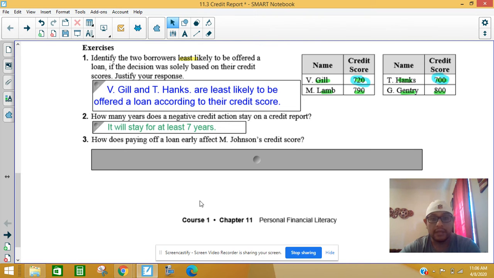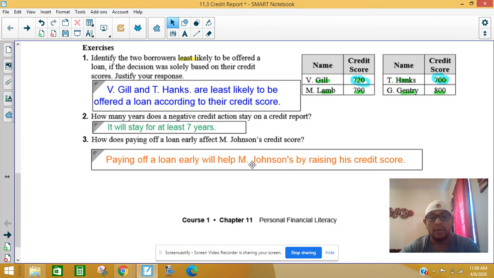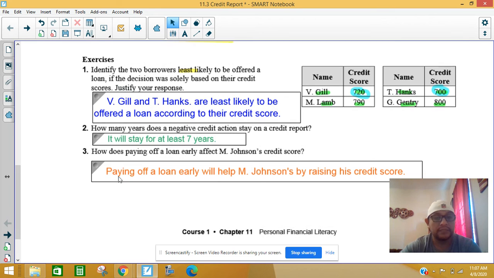And last but not least, how does paying off a loan early affect Johnson's credit score? Well, paying off a loan early will help Mr. Johnson by raising his credit score. Since he's paying on time and paying early, his credit score will increase. So that's the lesson for today.